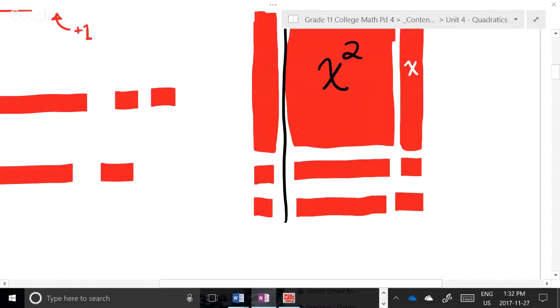Will that help? That might help. Yeah, what about this bar down here? It is x as well. What about this bar down here? x as well. What about this cube here? It's just 1. And this one here? Also 1.